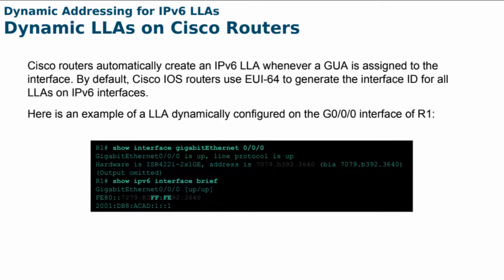Here is an example of LLA dynamically configured on a Gigabit Ethernet interface on a router. If I type the command show interface GigabitEthernet 0/0, then it will show me the IP addresses. You can see, is it clear? Yeah, you can see it here. You maximize it. Yeah, I think the color maybe is... you see here. Yes. Yeah, sorry.